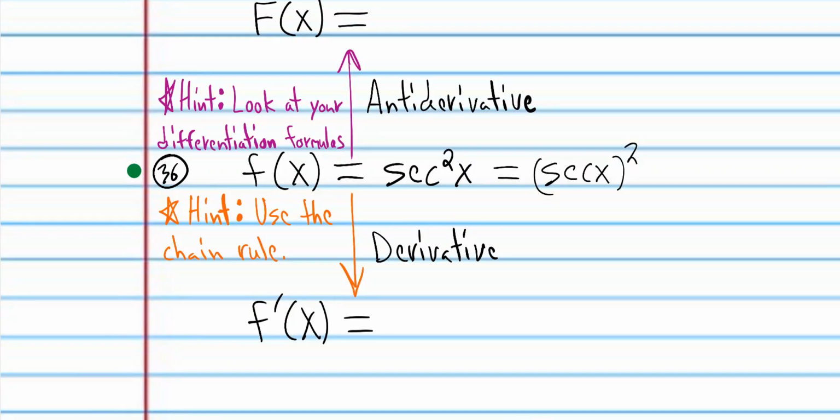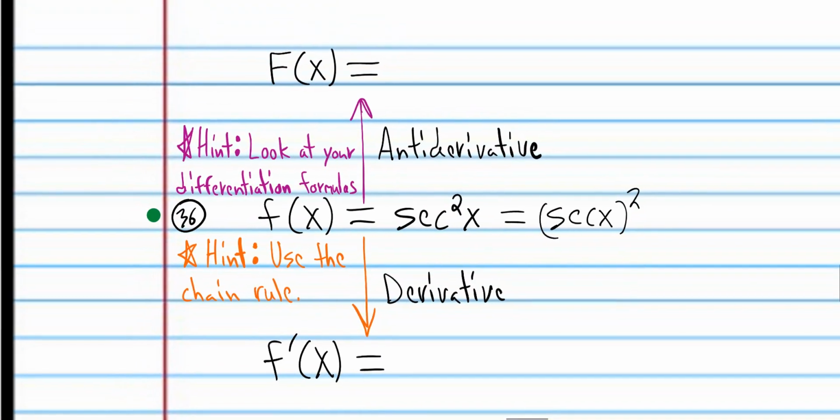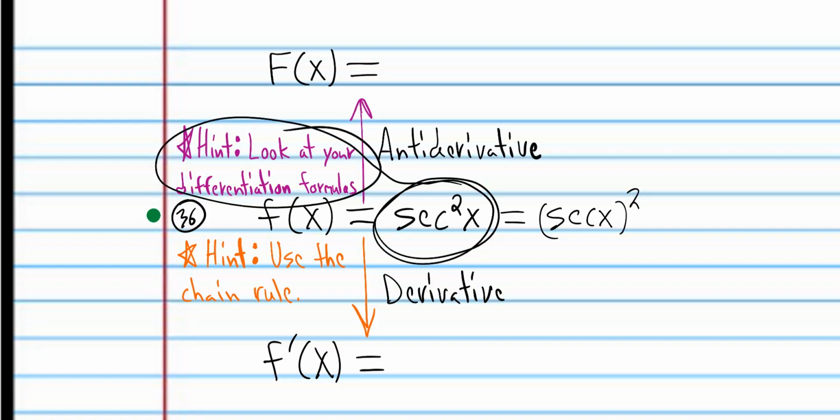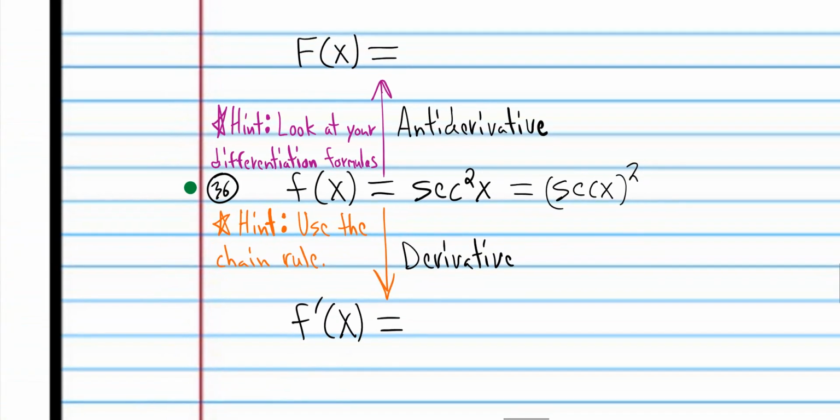Find the derivative of the outside function. That's step number 1. Step number 2, keep the inside function. And then step number 3, multiply by the derivative of the inside function. And then when you find the antiderivative, that's going to be really easy. You just look at your differentiation formula. So go ahead and try number 36. If you get stuck, that's okay, but give it a try. And when you come back, we'll do it together.